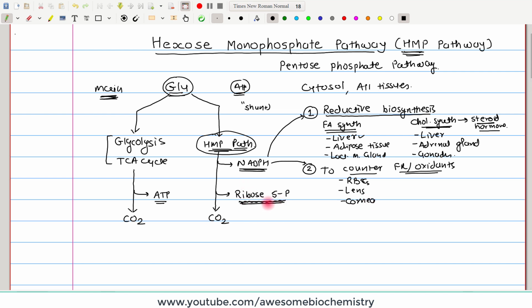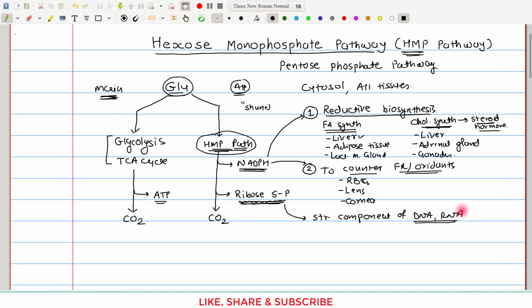If we talk about ribose 5-phosphate, one very important function is that it acts as a structural component of DNA and RNA. Now we know that DNA and RNA, this genetic material, is required more by tissue undergoing rapid cell division. So of course, ribose 5-phosphate is required more by rapidly dividing cells.